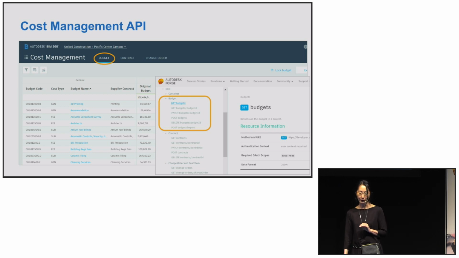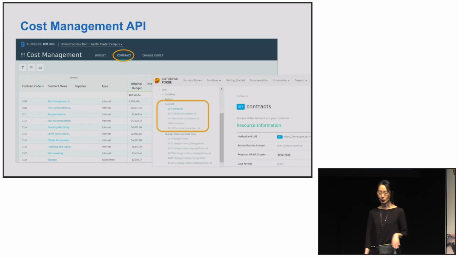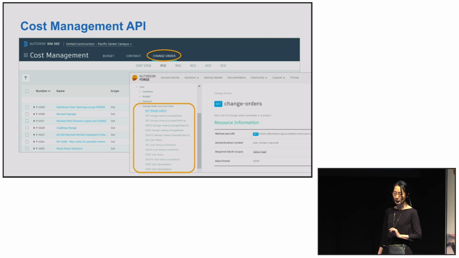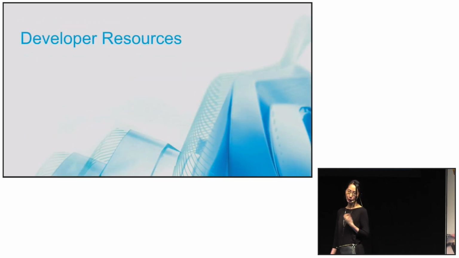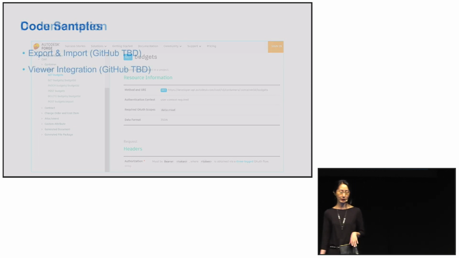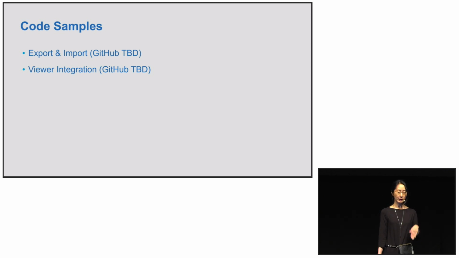What I wanted to point out is we have a budget portion exposed, and then a contract portion, and also a change order part. Change order has somewhat more granular APIs, but we already have this. And then developer resources, similar to what Simon was showing for model coordination: we also have documentation more or less ready, but we still need to review. And then also code samples. My team, Tom, actually created the samples, which I will be showing shortly. There are two samples: one is export and import, and the other is integration with the viewer.